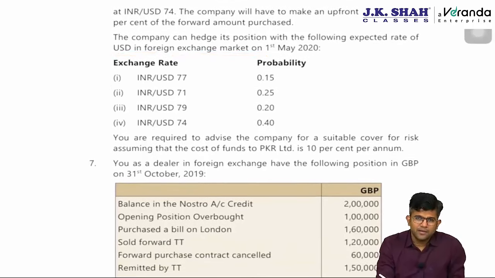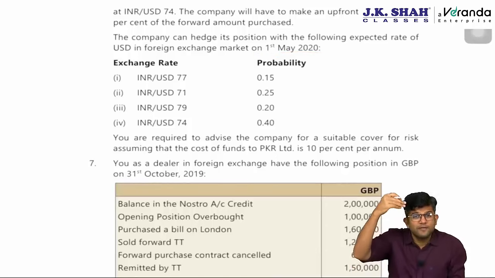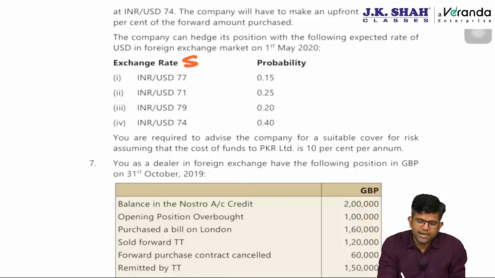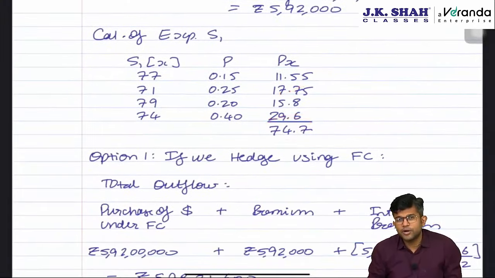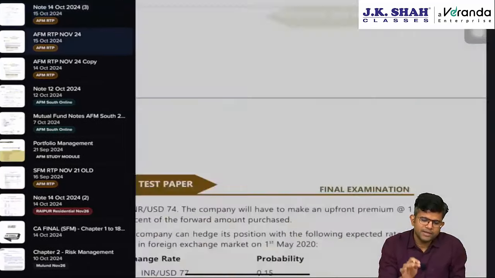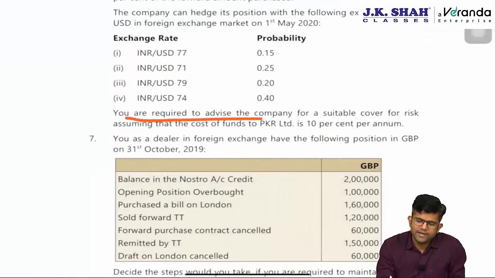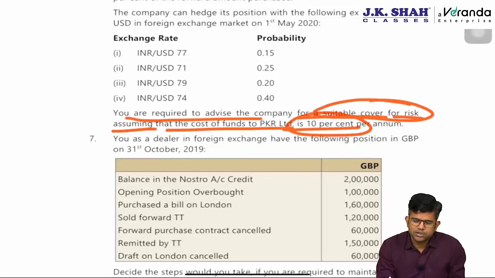So they are saying that sitting today on 1st May, if we estimate what the spot rate will be after 6 months, the spot rate can be this or this or this or this with these probabilities. Immediately on seeing this, I think you understand we have to do summation px to find the expected spot rate. So that's what I did. I did summation px and I found the expected spot rate to be 74.7.